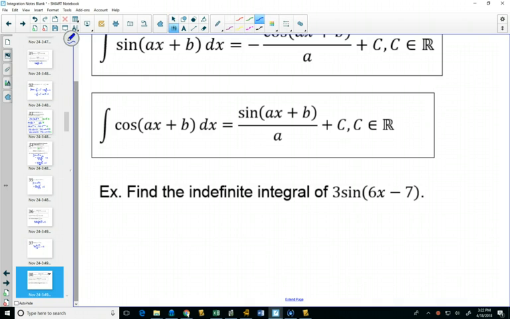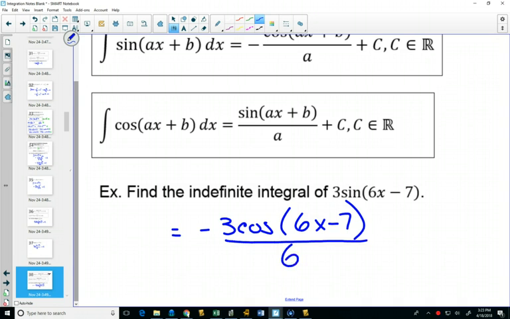So here, the integral of sine would be negative cos, because the derivative of cos is negative sine, so the integral of sine is negative cos. And then there would be a chain rule, so you divide by 6 plus c. Which is really the same as negative 1/2. You could reduce it if you'd like.